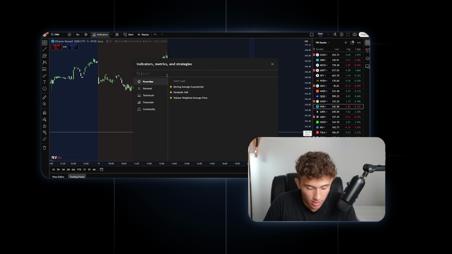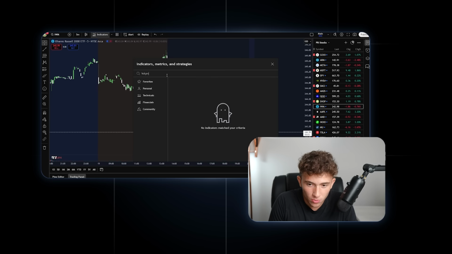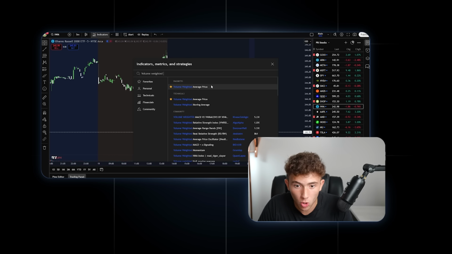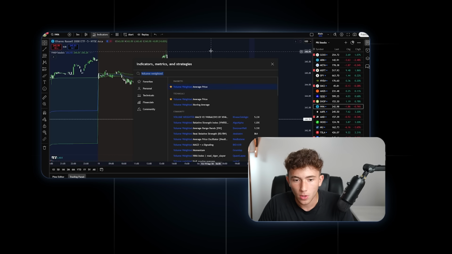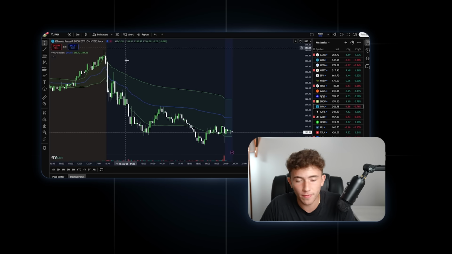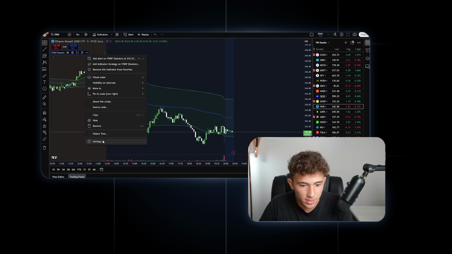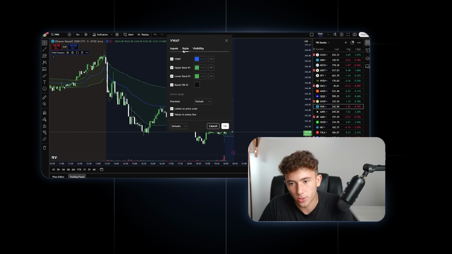So the first thing you're going to search is volume weighted average price, or in other words called VWAP. Once we add VWAP to your charts, it's going to look very weird. There's going to be these 3 lines in these zones, but this is not how I use it. So now once you're at TradingView, you're going to click on VWAP, click on settings, then go to style. You see how it says VWAP, upper band, lower band, band fill.